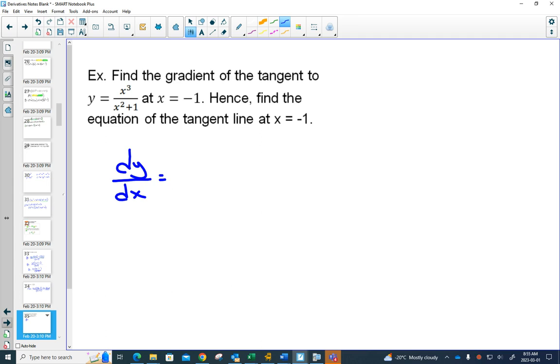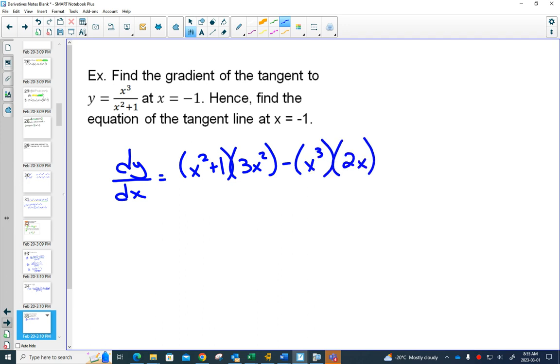And again, here we would have to use our quotient rule: keep the bottom the same, derivative of the top, minus keep the top the same, derivative of the bottom, over the bottom squared.